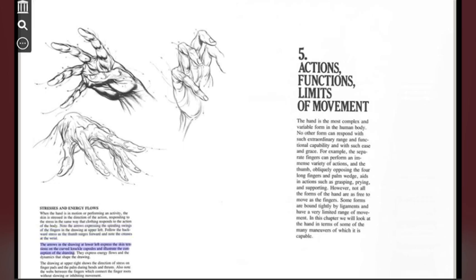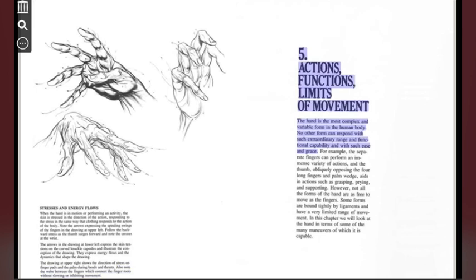The arrows in the drawing at lower left express the skin tensions on the curved knuckle capsules and illustrate the conception of the drawing. They express energy flows in the dynamics that shape the drawing. The drawing at upper right shows the direction of stress on finger pads and the palm during bends and thrusts. Also note the webs between the fingers which connect the finger roots without slowing or inhibiting movement.